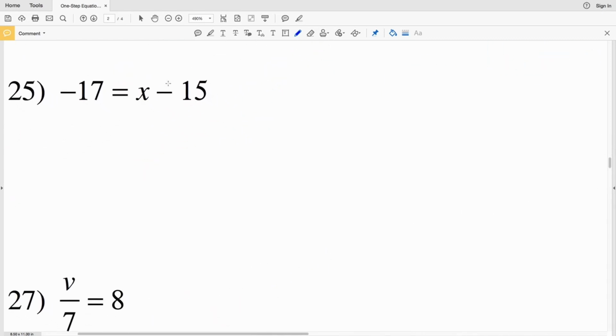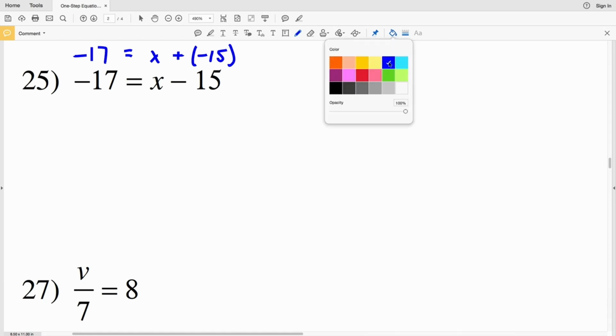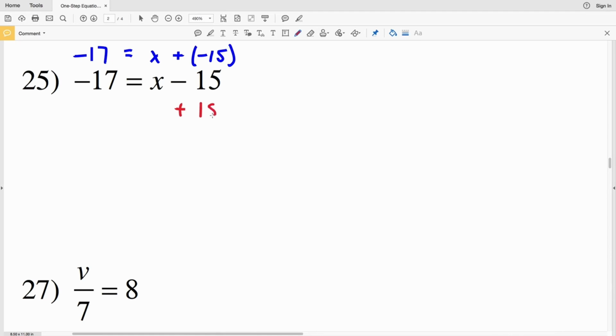Number 25, negative 17 equals x minus 15. We could rewrite this as negative 17 equals x plus a negative 15. So when we subtract that negative, we have to add the positive. So we can add 15 to both sides. Negative 17 plus 15 is a negative 2. That goes to 0, so we're left with x minus 0. So negative 2 is equal to x.